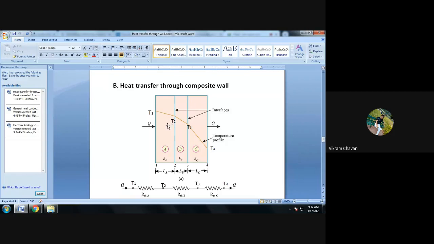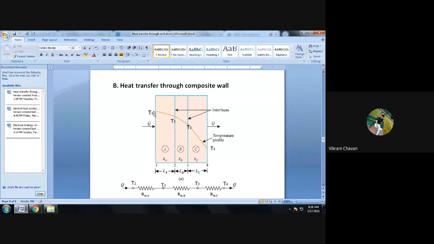So the interface between A and B wall, where these two walls are connected, is nothing but the interface between two walls. At that interface, T2 is the temperature between walls A and B. In a similar fashion, the interface between B and C, where these two walls are connected to each other, the temperature at that point is T3. So T1 and T4 are the surface temperatures, and T2 and T3 are the interface temperatures.